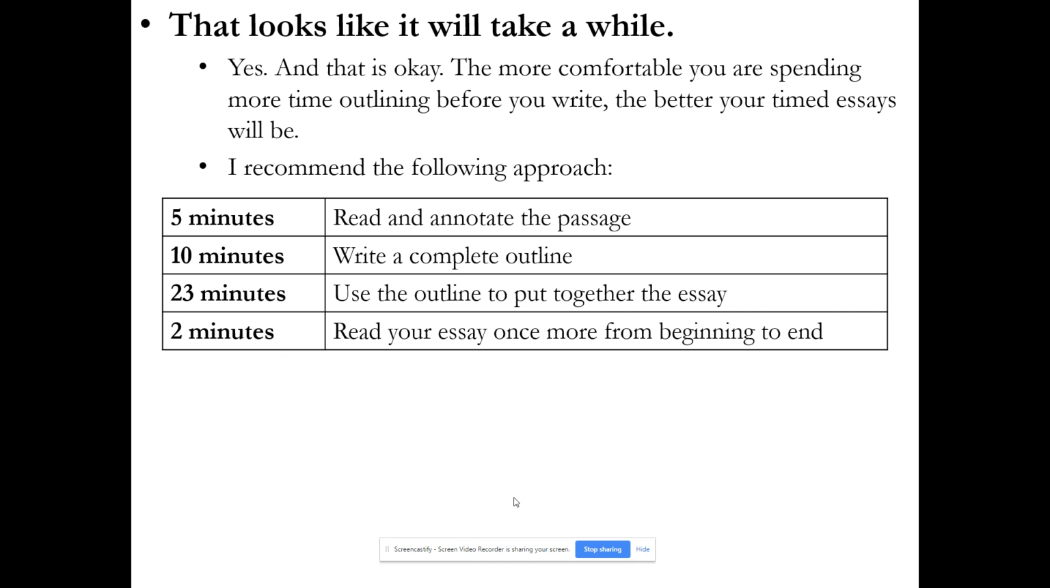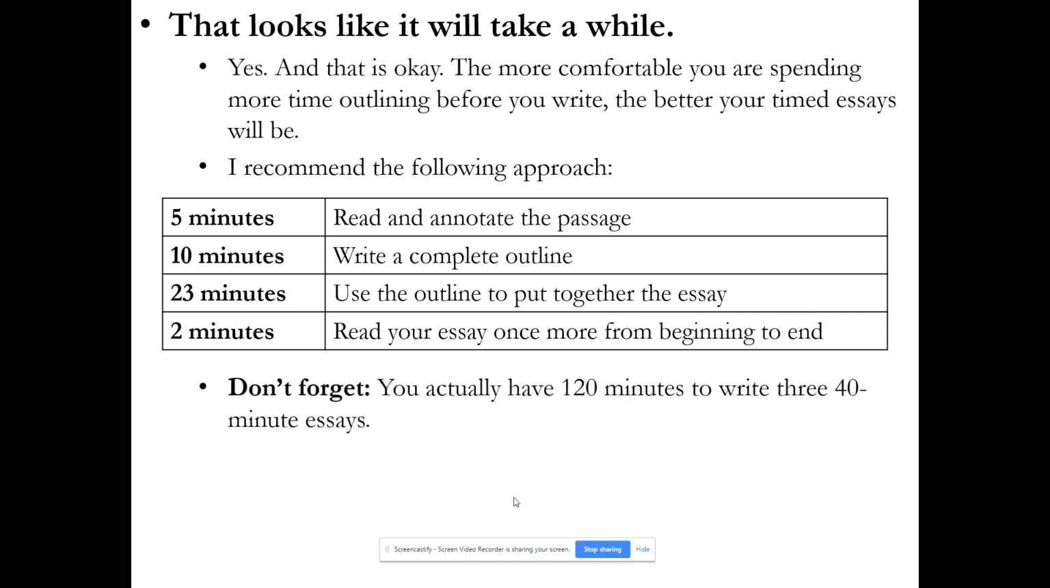You'll be writing these in pen. Read your essay once more from beginning to end. If there's anything that you realize doesn't make sense, you can always add a little thing. And please also don't forget you have 120 minutes on the AP exam to write 3 essays. They don't separate out the 3 essay periods, right? It's not 40 minutes and then you're done, and then 40 minutes and then you're done, and then 55 minutes. It doesn't work like that, right?